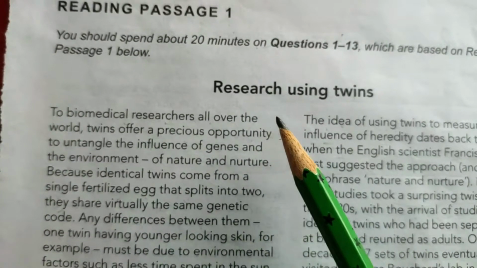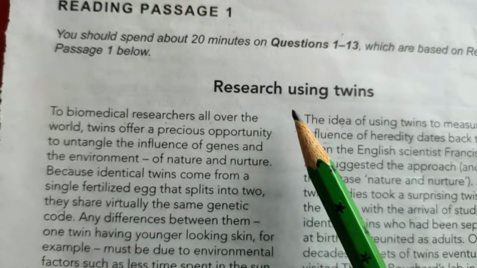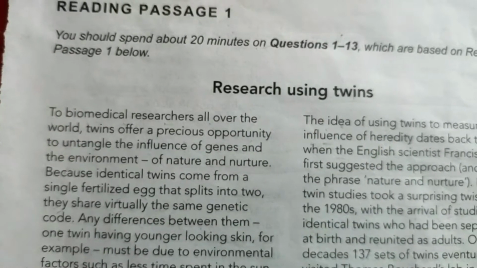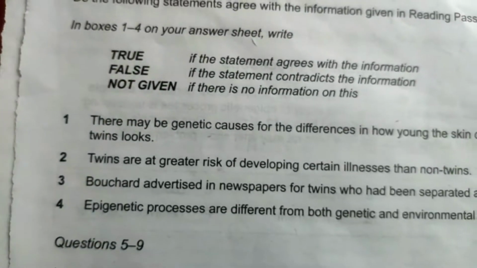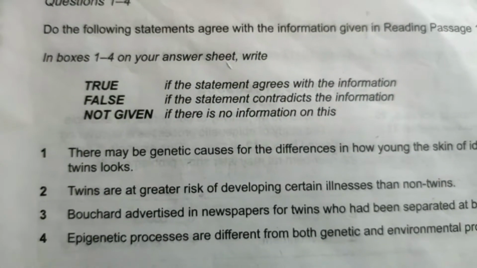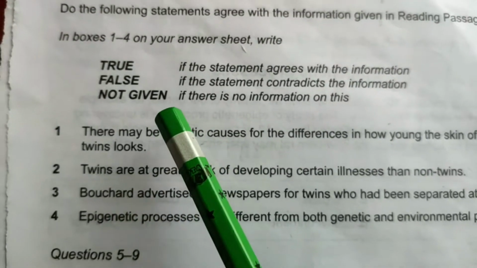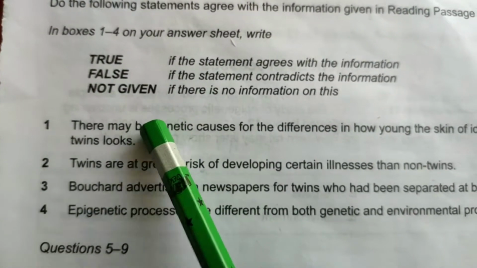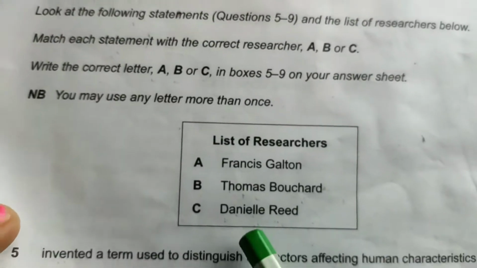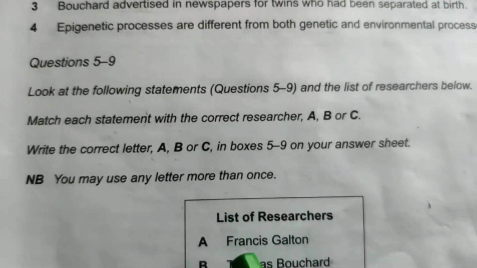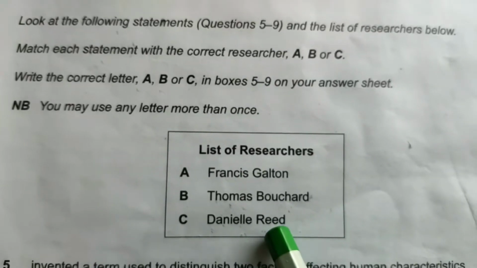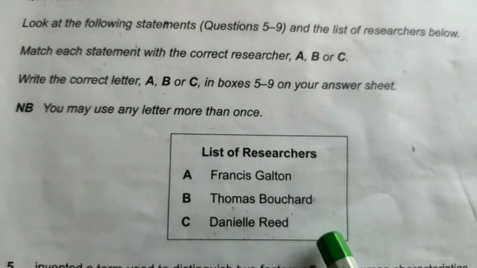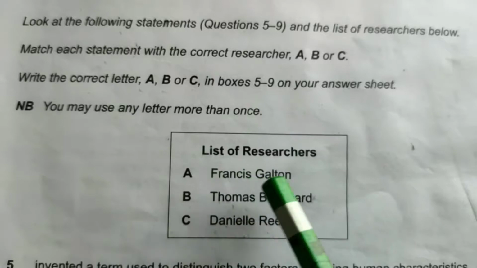Now the title of the passage is research using twins. Okay, before reading the passage we should always look at the questions. Now the questions are here: true, false, not given, and here finding the information, by going through the list of researchers.